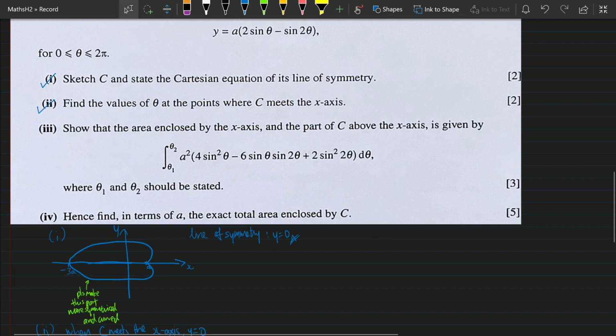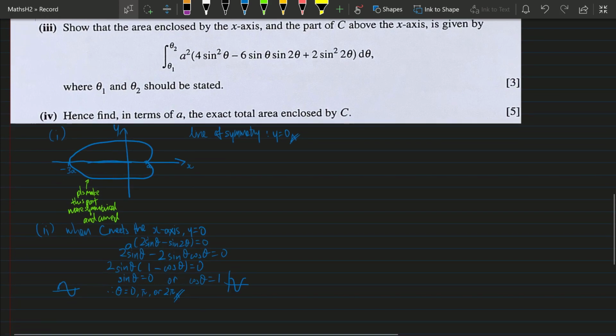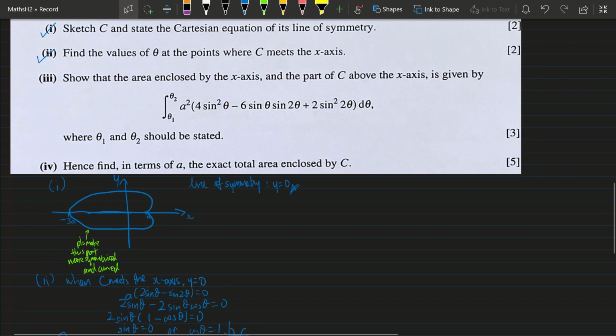Now, part 3 is the one that's slightly harder. So now you want the area enclosed by the x-axis and the part of C above the x-axis. So given our sketch, which is not really good enough, but I just want to make this quick, the area enclosed by the x-axis over here and the part of C above the x-axis, so we are talking about this part, right? This area. Show that it is given by that expression there.